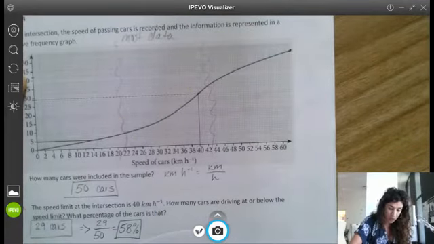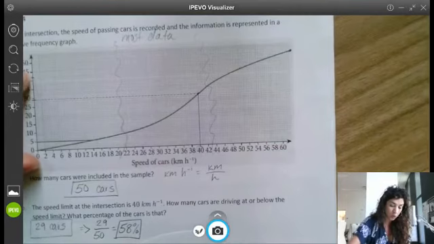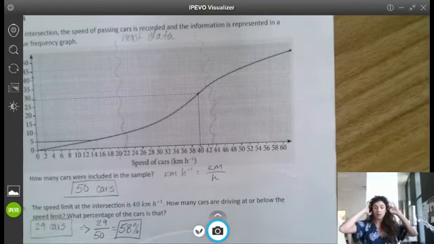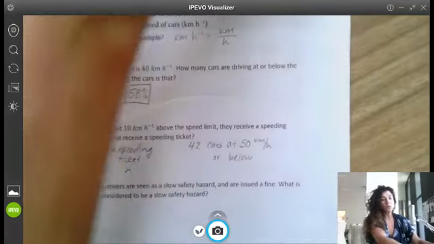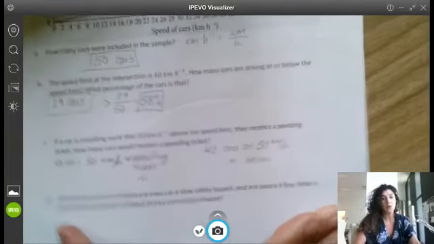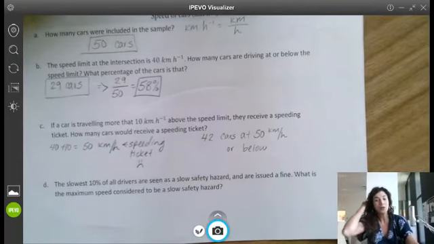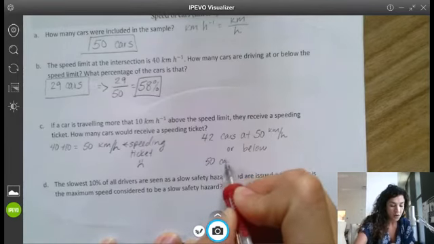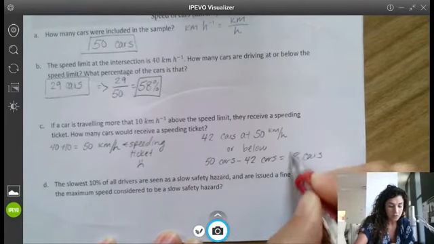So 42 cars were at 50 kilometers per hour or below. So if we wanted to know at 50 kilometers or above, we would then take 42 and subtract it from our total number of cars. Our total number of cars is also 50, which can be confusing with the speed. So 50 cars minus 42 cars equals 8 cars.